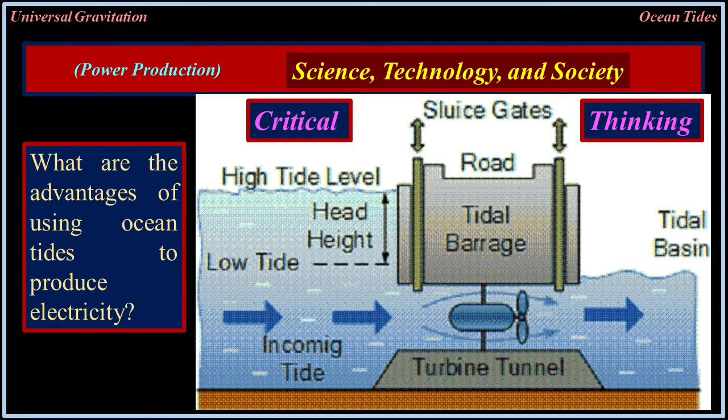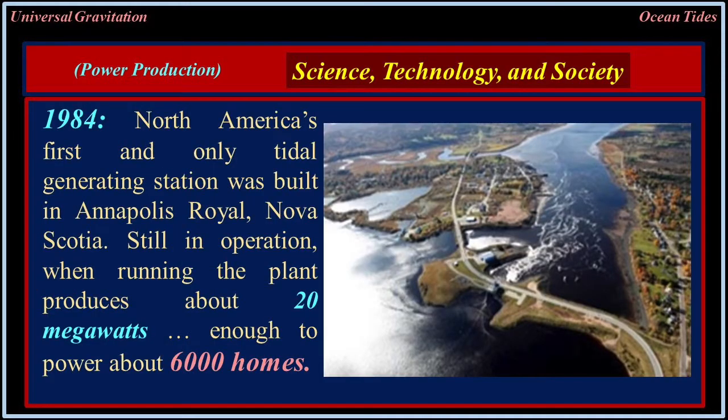Critical thinking: What are the advantages of using ocean tides to produce electricity? In 1984, North America's first and only tidal generating station was built in Annapolis Royal, Nova Scotia. Still in operation, when running, the plant produces about 20 megawatts, enough to power about 6,000 homes.